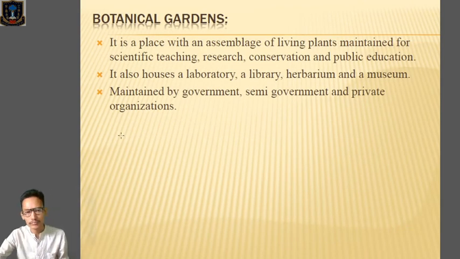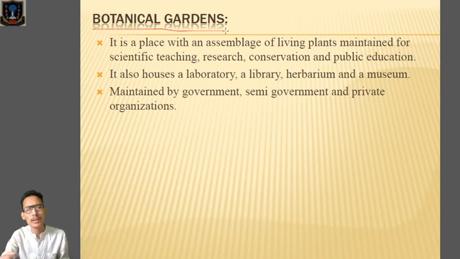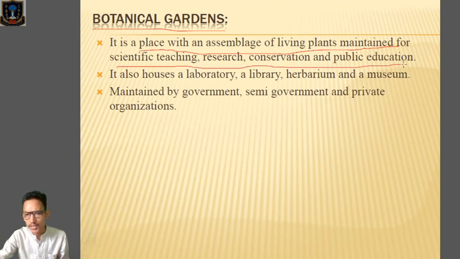Number 2 tool is botanical garden. All of you have visited botanical gardens where you can see the collection of different species of plants and animals. Clear? So what do you mean by botanical garden? Botanical garden is mainly a place with an assemblage of living plants maintained for scientific teaching, research, conservation, and public education.